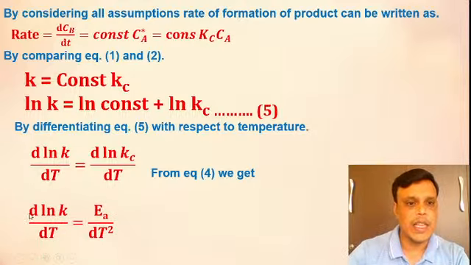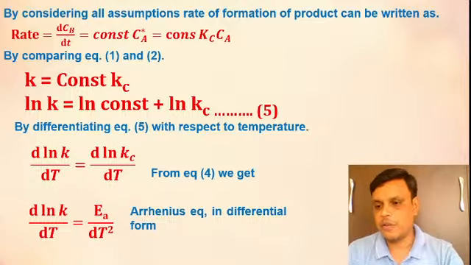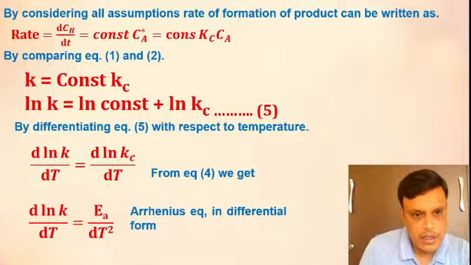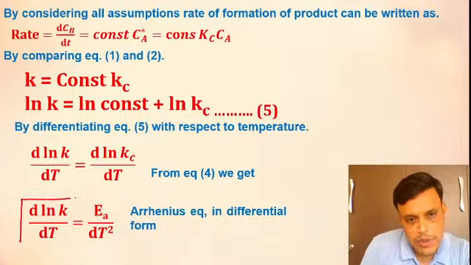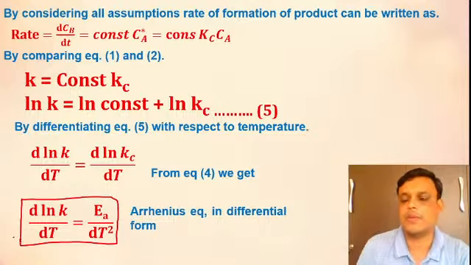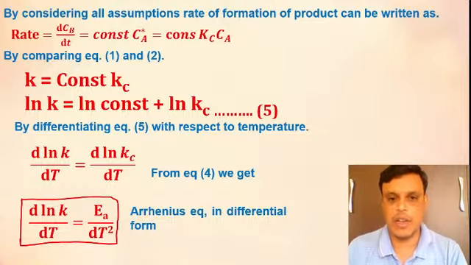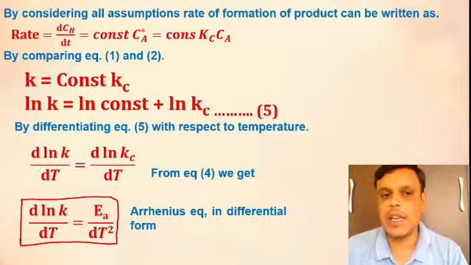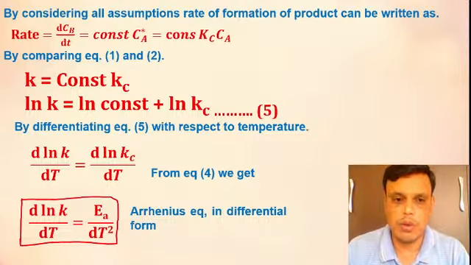We will get d ln K by dT equals EA by RT square, and this is our Arrhenius equation in differential form. This is the Arrhenius equation that we saw in the beginning. This is according to the Van 't Hoff isochore. So this is the first way to derive the Arrhenius equation: d ln K by dT equals EA by RT square, your Arrhenius differential form of equation according to the Van 't Hoff isochore.